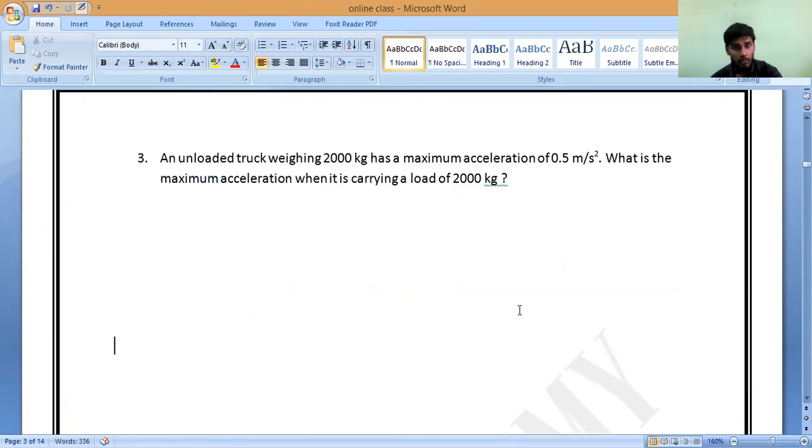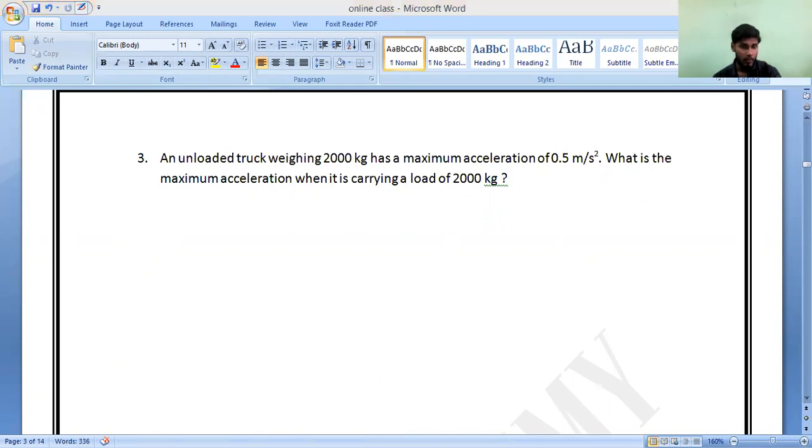An unloaded truck weighing 2000 kg has a maximum acceleration of 0.5 meter per second square. What is the maximum acceleration when it is carrying a load of 2000 kg? Let me see who will solve first. When unloaded, this is the acceleration. When it is carrying a load, they are asking the acceleration. Very simple. If you think, it will be easy.